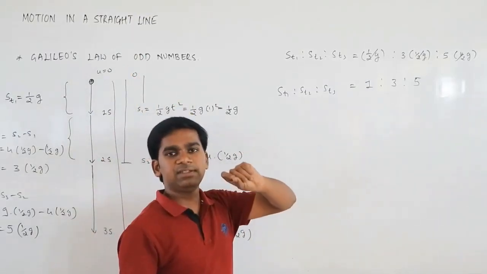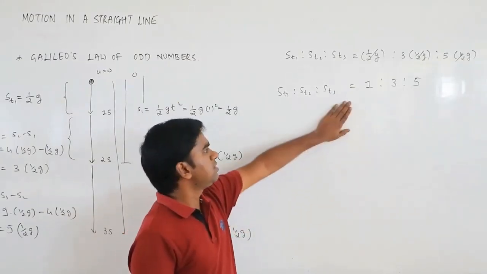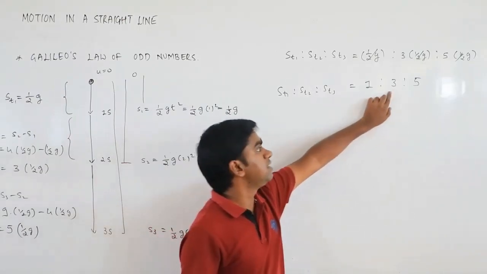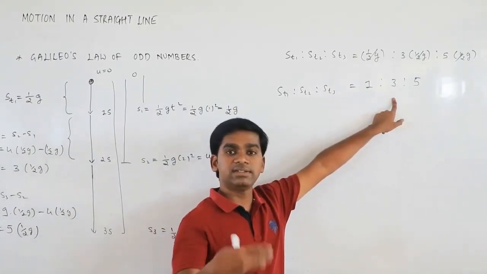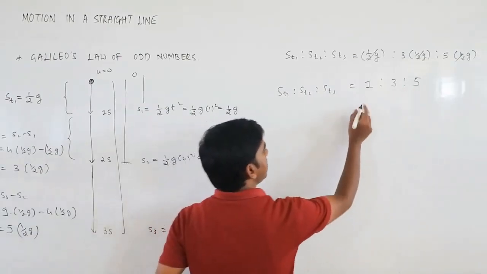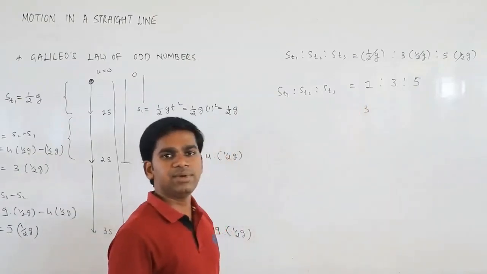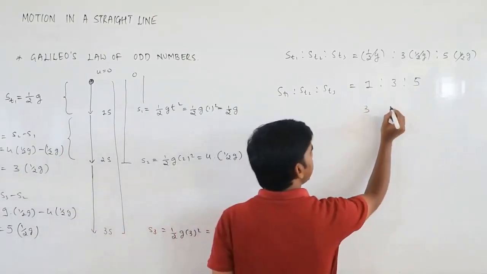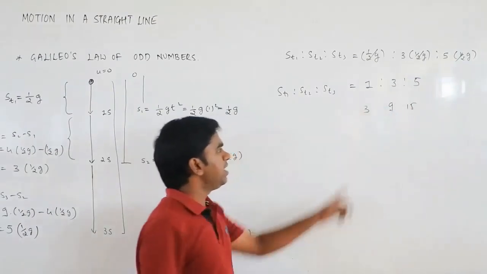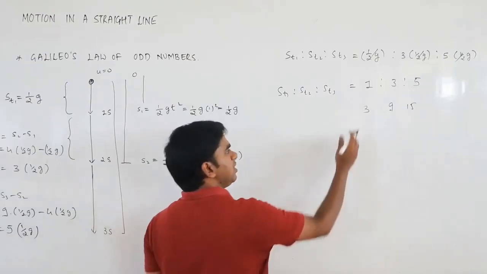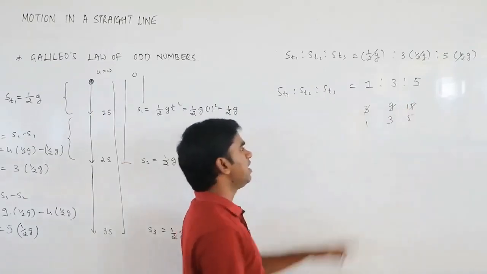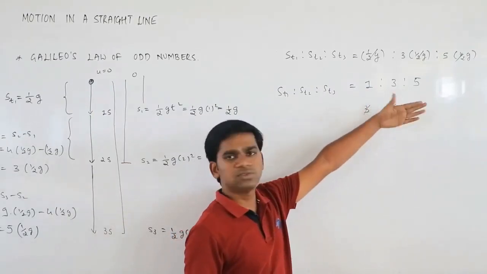Okay. If they tell distance traveled in the first second is 10, what is the distance traveled in the next second? It will be 30. What is the distance traveled in the third second? It will be 50. Getting the point? Suppose distance traveled in the first second is 3, what is the distance traveled in the second? 9. What is the distance traveled in the third second? It will be 15. Why am I taking 3, 9, 15? If you cancel it, what will happen? 3 1s are 3, 3 3s are 9, 3 5s are 15. So again the ratio will come 1 is to 3 is to 5.